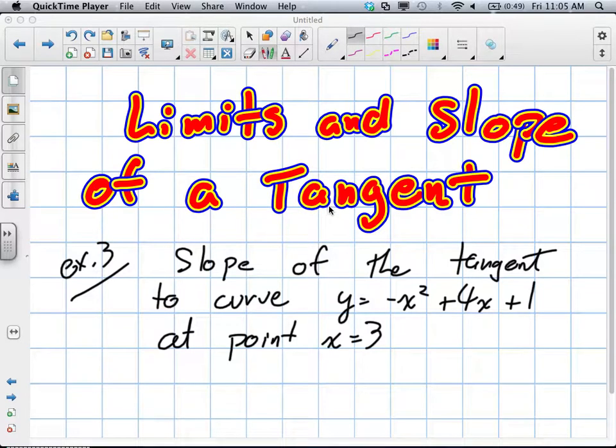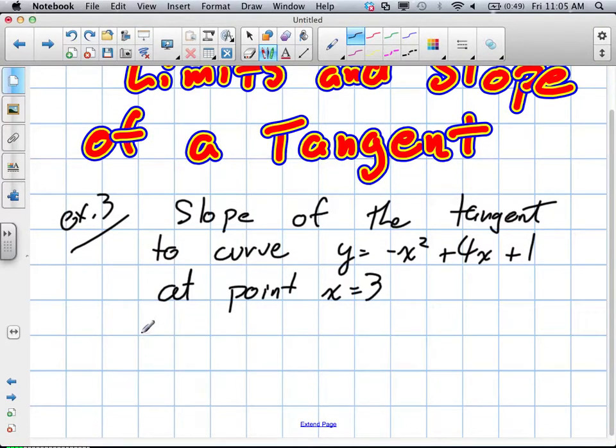Okay, next we're going to go over limits and the slope of a tangent. They've asked us in example 3 to find the slope of the tangent to this curve at the point of x is equal to 3. So we know from our formula before that our slope of a tangent can be expressed in terms of our formula.